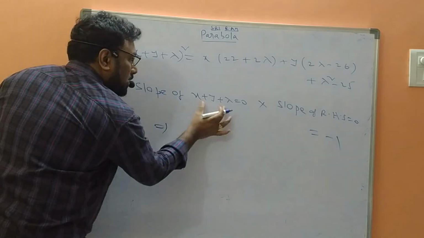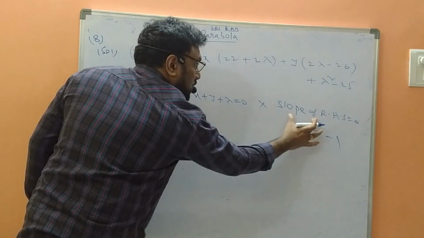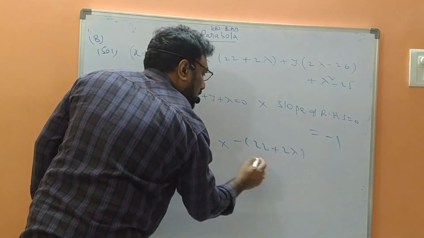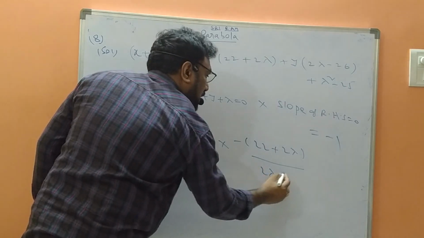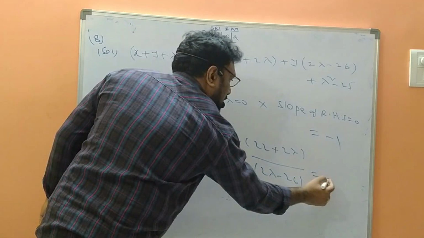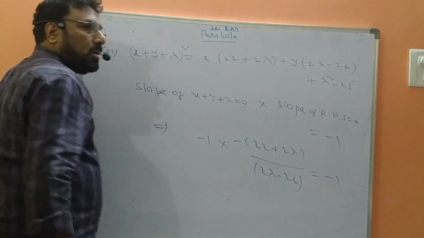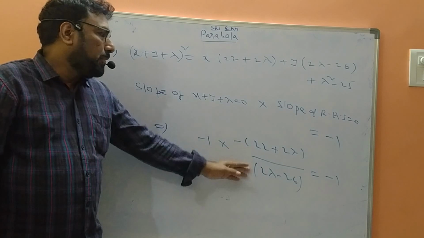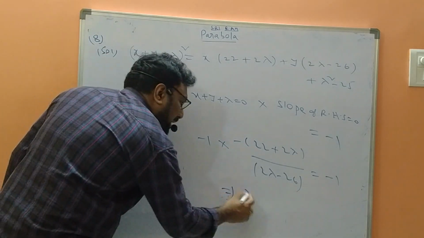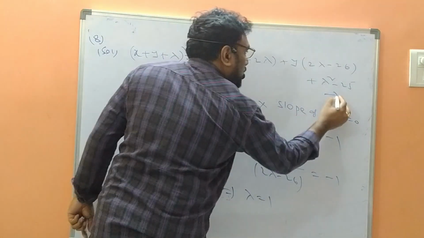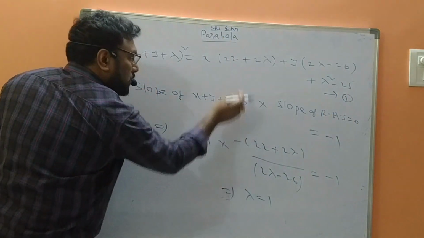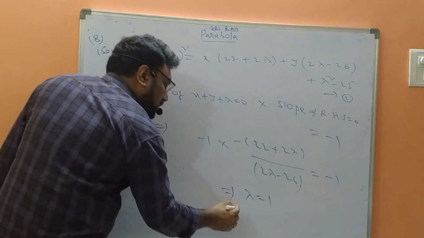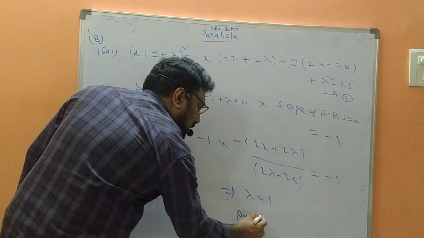This implies we are getting this slope is minus 1 into slope of this one, which is minus of (22 plus 2 lambda) by (2 lambda minus 26) equal to minus 1, because minus a by b is the formula for the slope of ax plus by plus c equal to 0, a straight line. So by simplification we are getting lambda is equal to 1. Substitute lambda equal to 1 in the first equation. We are getting the parabola equation. So put in 1.